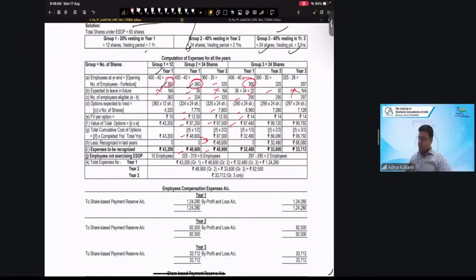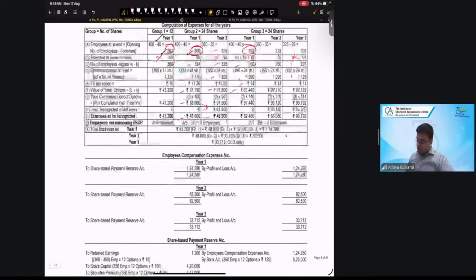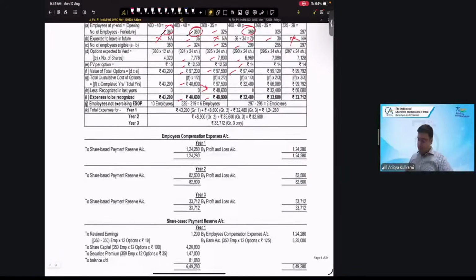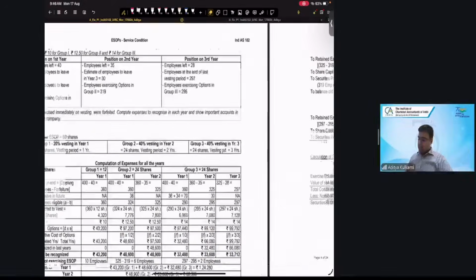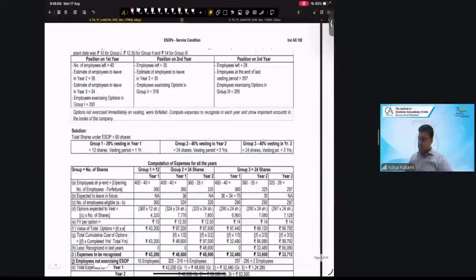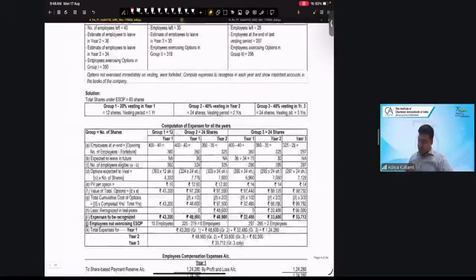So employee compensation expense also, if you want to see if anything else, journal entry. All right, next.